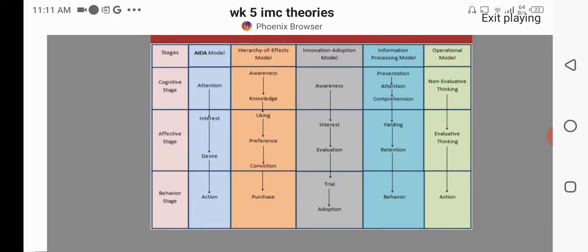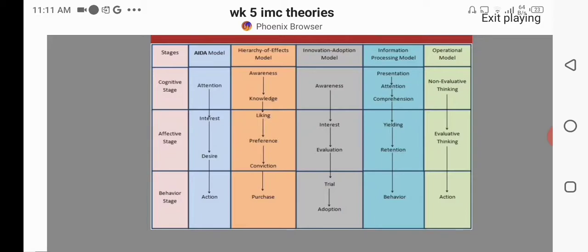So there are stages in these 5 models: the cognitive stage, the affective stage, and the behavior stage. The AIDA model says attention, interest, desire, and action. Similarly, the hierarchy of effects model is awareness, knowledge, liking, preference, conviction, and purchase. Then the innovation adoption model says awareness in the first stage, then interest, evaluation, and trial, with adoption in the final stage. Similarly, the information processing model pursues attention, comprehension, yielding, and retention behaviors.